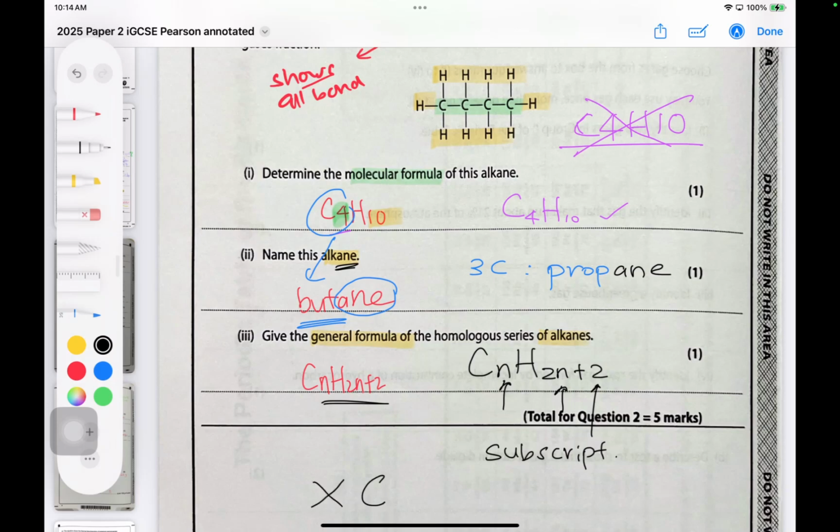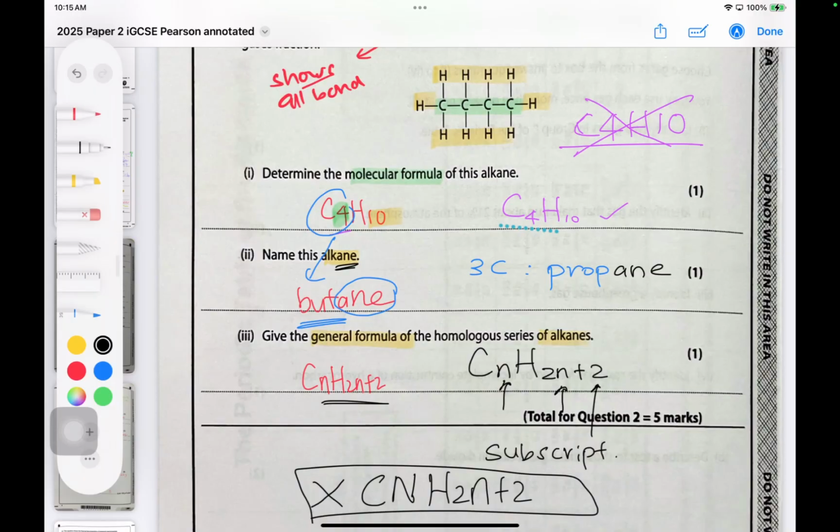Don't write things like CnH2n+2 all in the same size. I hardly come across things like that, but I'm just exaggerating so that you'll be conscious of what the examiner is looking out for, and that is the n value and the number value are written as a smaller unit.